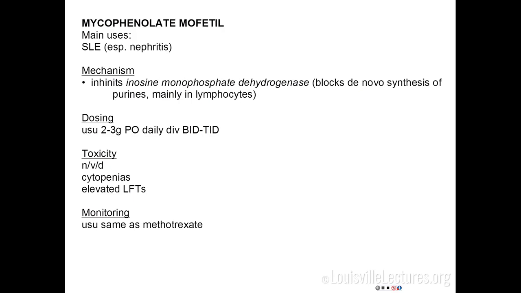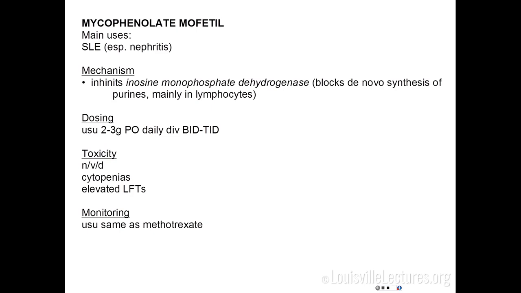Mycophenolate mofetil. This has pretty much replaced azathioprine in a lot of places. Main uses are in lupus and lupus derivatives. It's a purine inhibitor, again mainly affecting lymphocytes. Usual dose is 2 to 3 grams divided twice daily or 3 times daily. I've never seen anybody do 3 times daily. So usually 3 grams a day divided twice daily is the usual dose you want to get to for severe lupus or nephritis.